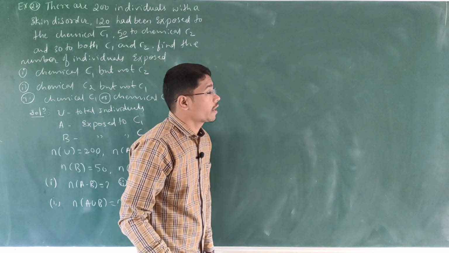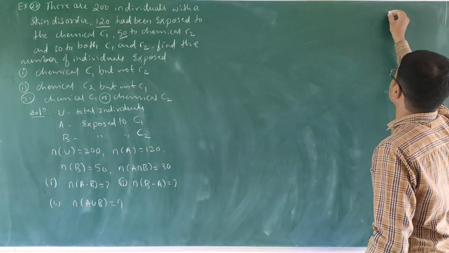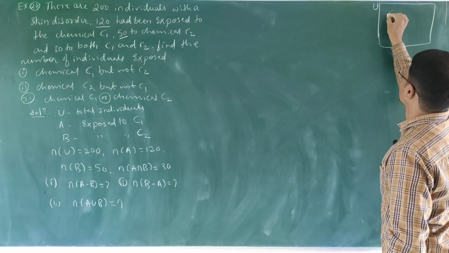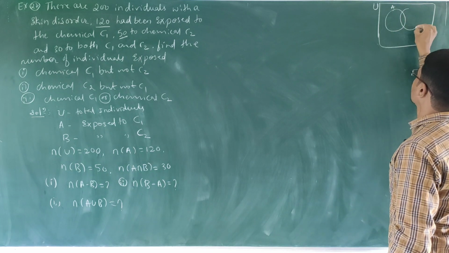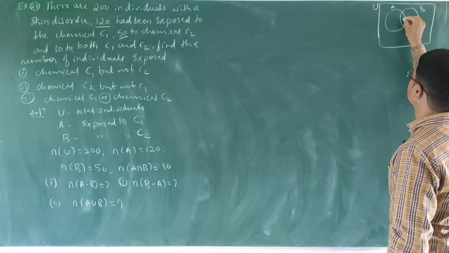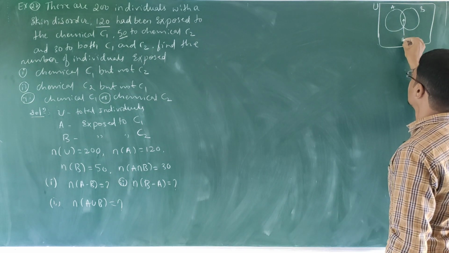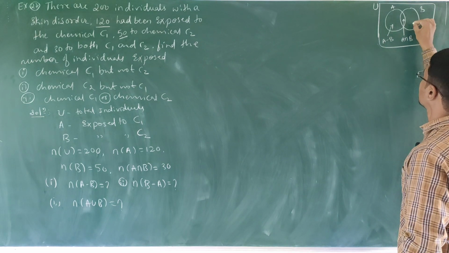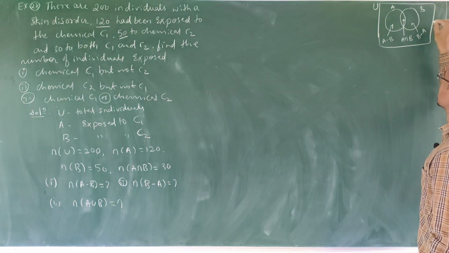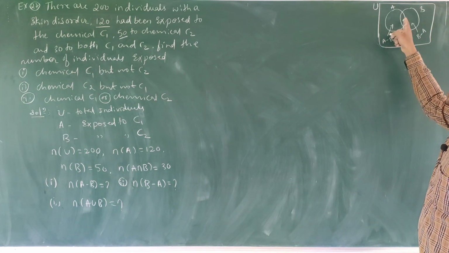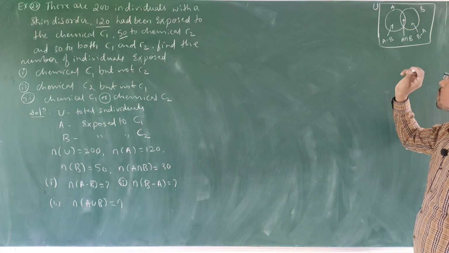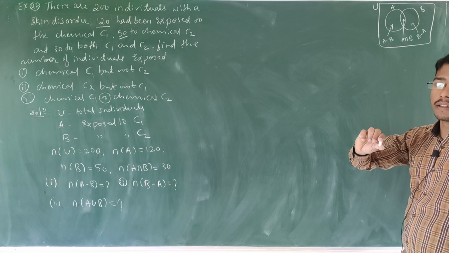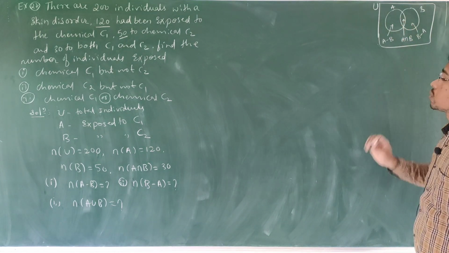So see the Venn diagram for this question first. This is the universal set, this is set A, and this is set B. This area represents A intersection B, this area represents A minus B, and this area represents B minus A. These three areas are all disjoint, means intersection of any two of these areas will give you a null set.